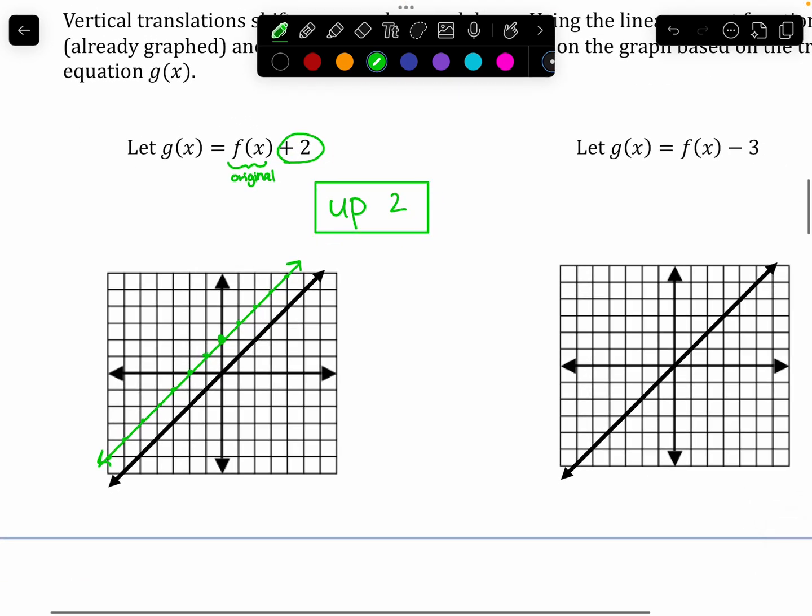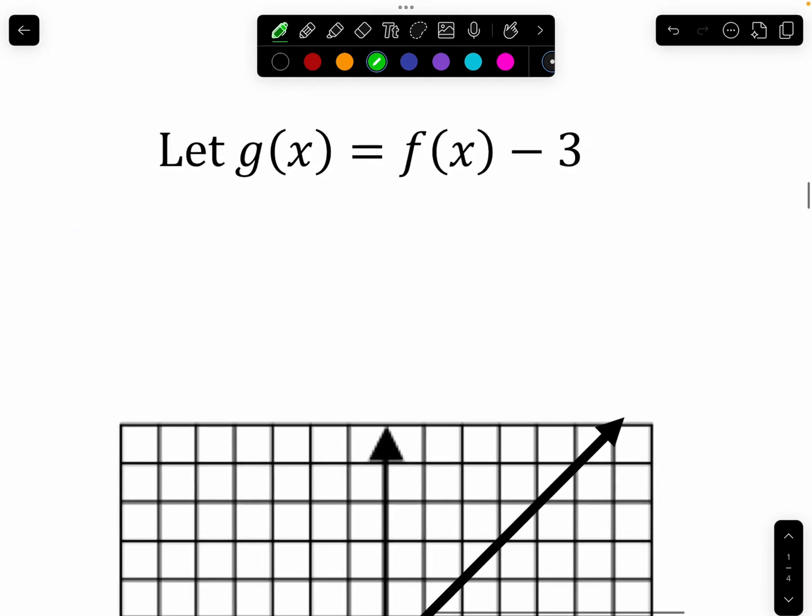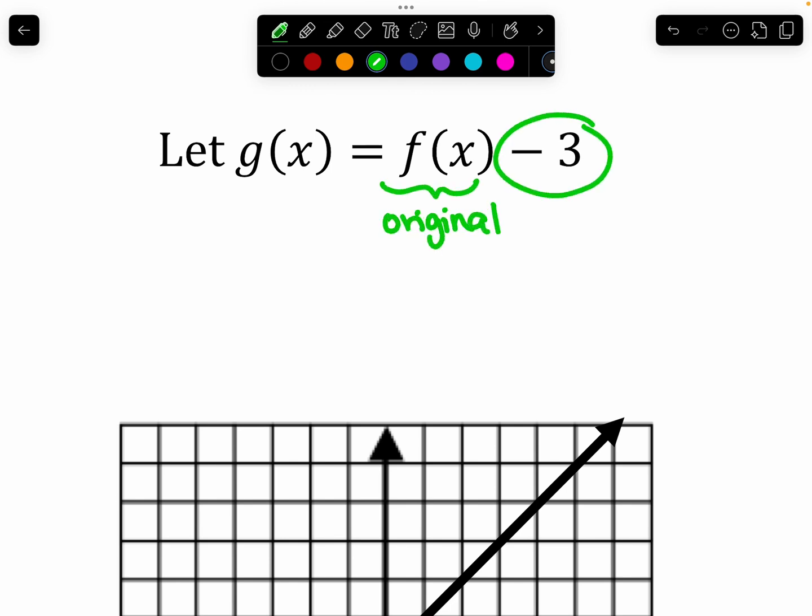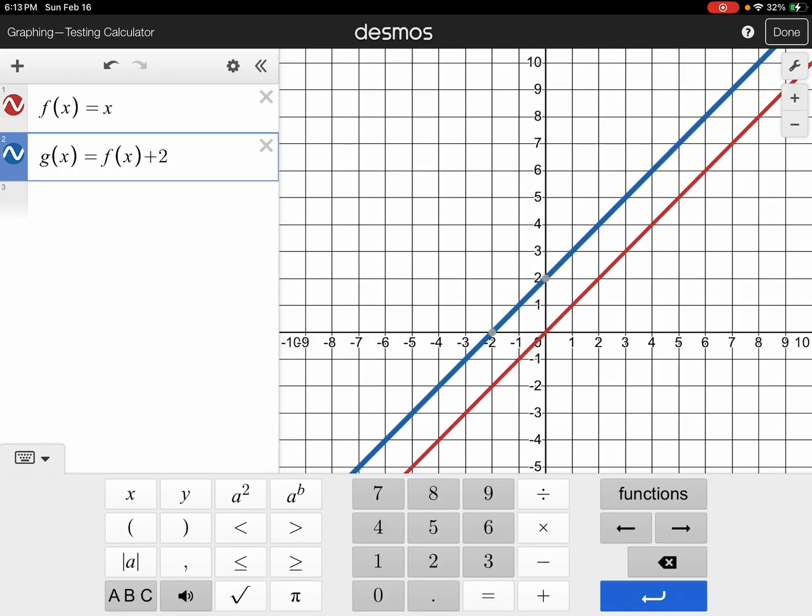Now, without looking at Desmos, we're going to do something very similar. It says let g of x equal f of x. Remember that f of x stands for the original. And now I'm supposed to subtract 3 from that. So take a second, you can pause the video here, and think about it: if plus 2 means I'm going up 2, what do you think minus 3 means? Let's check it out in Desmos.